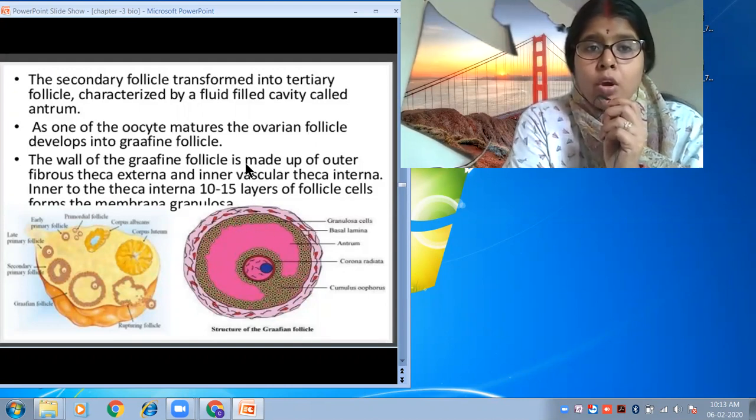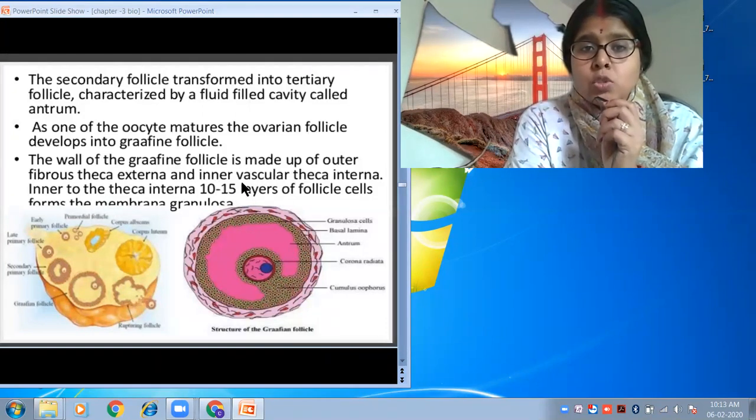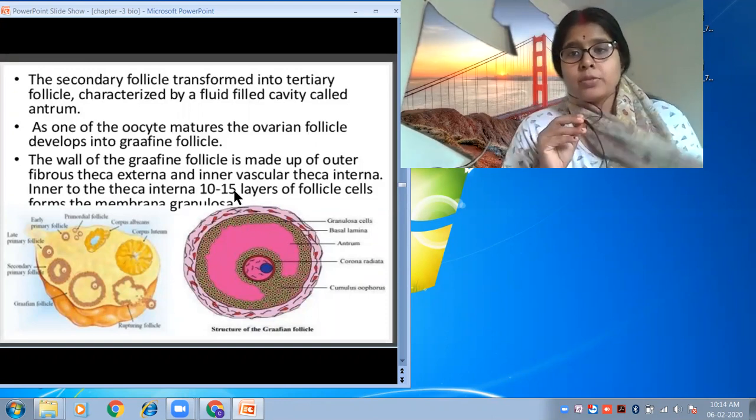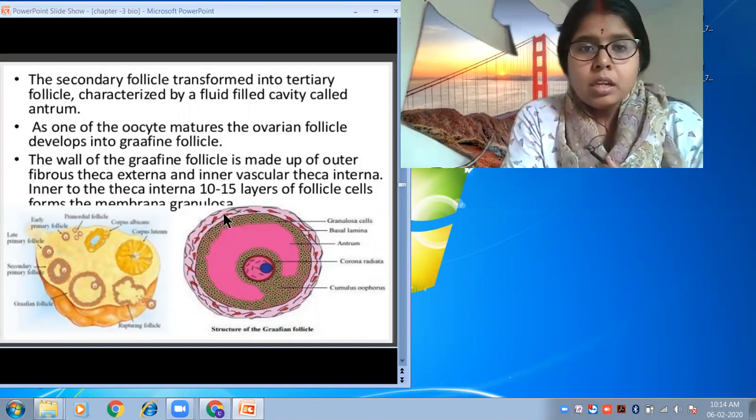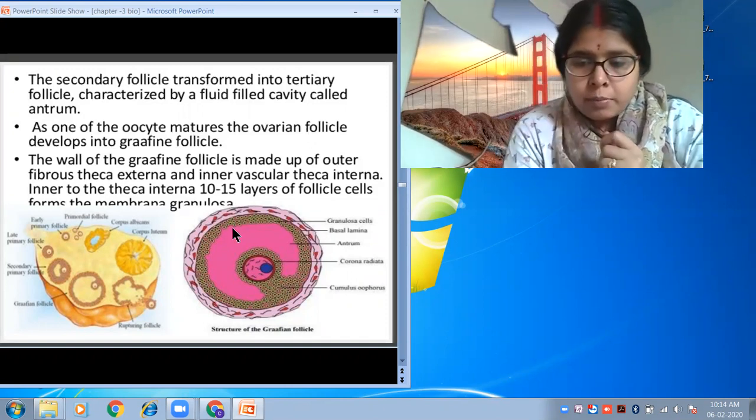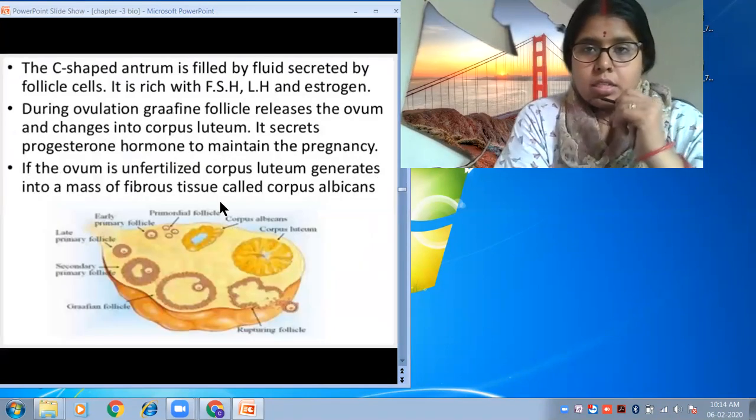What do you call it when the oocyte matures? The ovarian follicle develops into the Graafian follicle. The Graafian follicle is made of an outer fibrous theca externa and an inner theca interna. It has two layers, the outer externa and the inner interna, and inside that there are 10 to 15 layers of follicle cells forming the membrane granulosa. This is the maturity of the follicles.